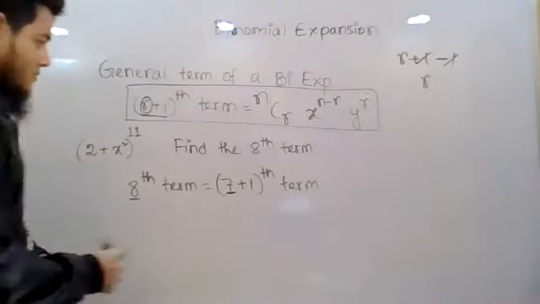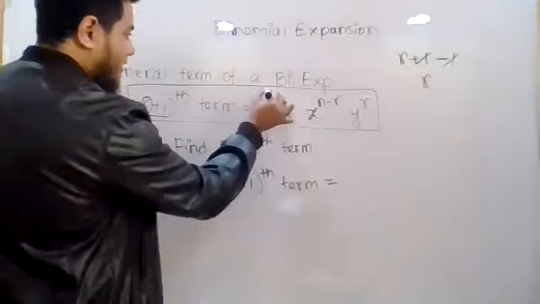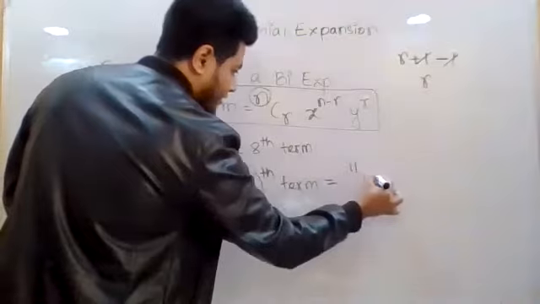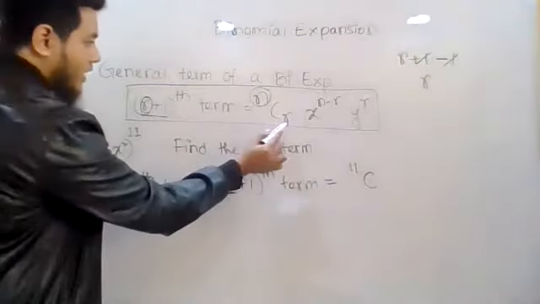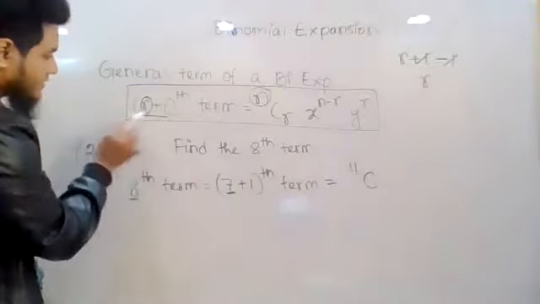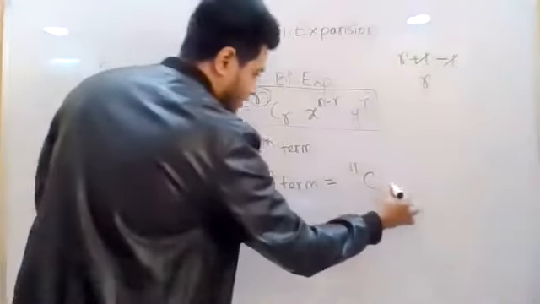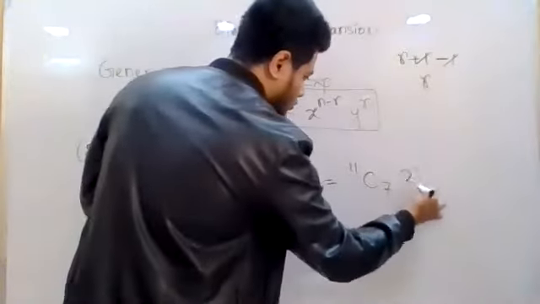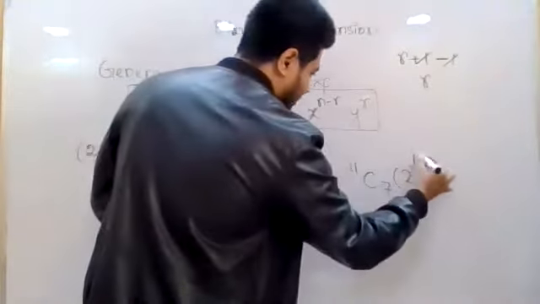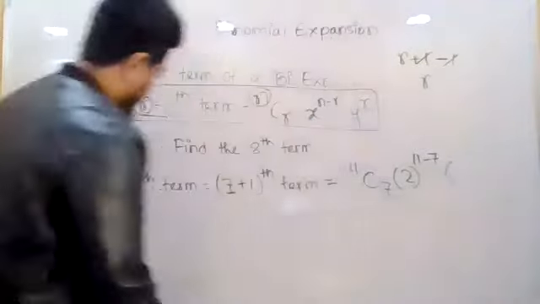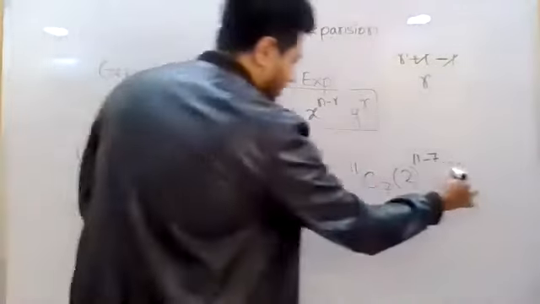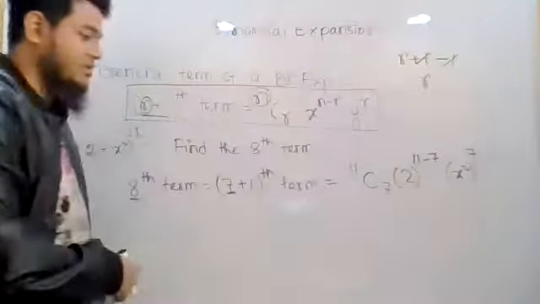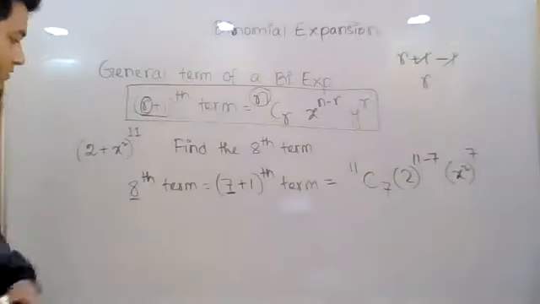7. Okay, so let us write it. We know that this will be equal to n. N is 11. So we will write 11, then we will give C, and then we have r. So what is the value of r in this case? 7. Okay, then we have the first term 2. So 2 to the power, the top one minus the bottom one, 11 minus 7. Then we have the second term, x square. So it will be x square to the power the bottom one. See, I directly could write the 8th term, right?